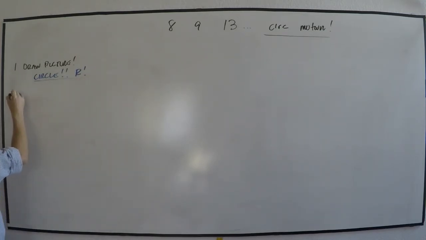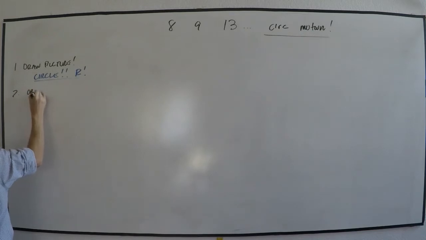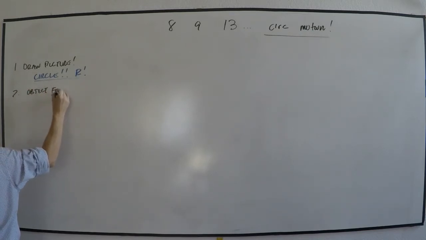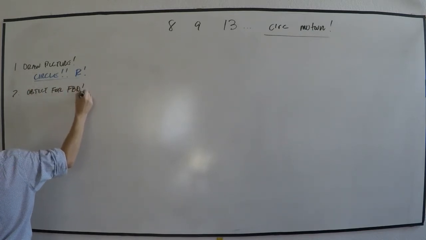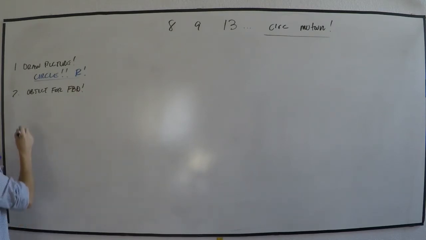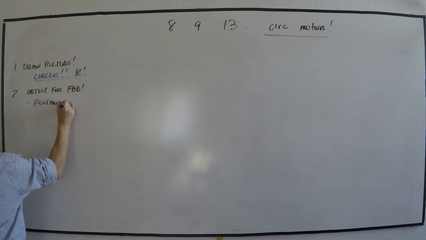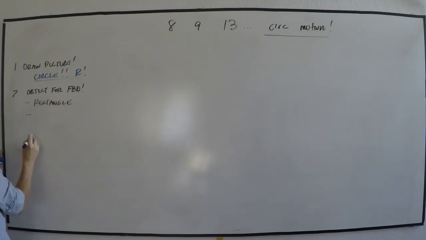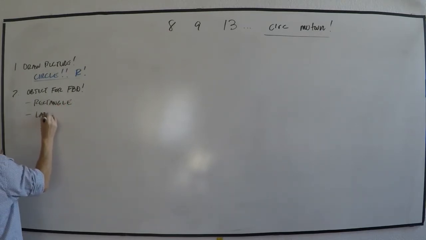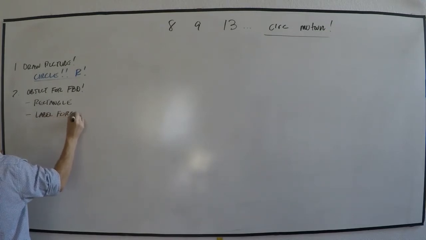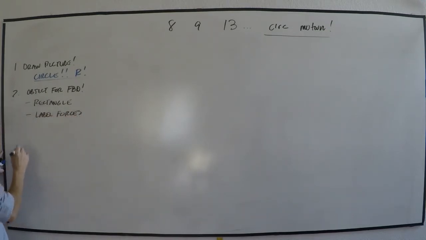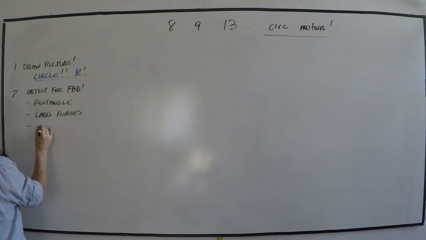Then what do we do? We need to pick an object for a free body diagram, right? When we do that, we're going to make it a rectangle. And that rectangle is going to be oriented the same way as the object. We are going to label forces on that rectangle. And then what are we going to do? We are going to define axes.